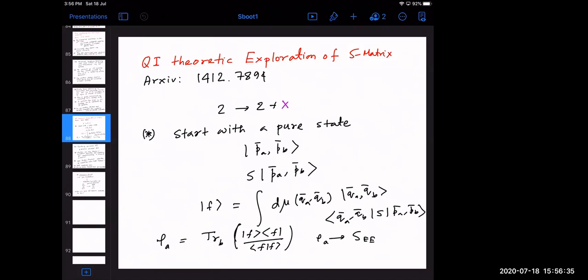Okay, Biswajit has some comment: projecting in F, projecting to what in F? I think it just means the tracing out. Tracing out, of course, but that is just a way to compute the entanglement entropy, right? Exactly. Okay.